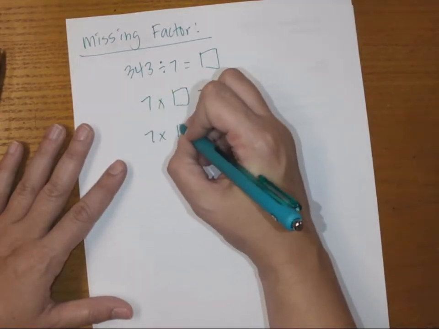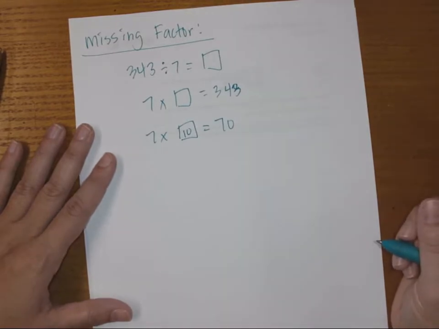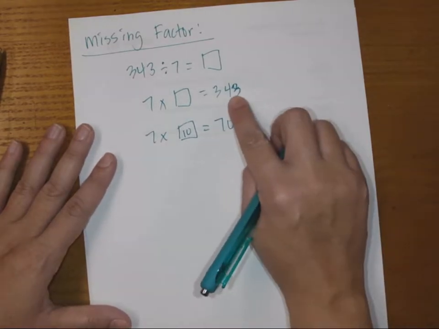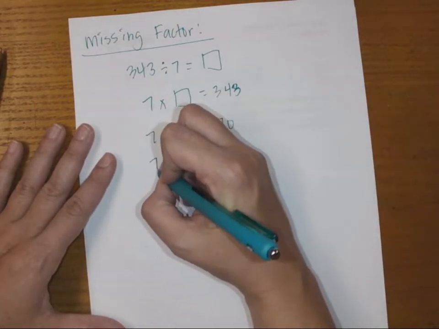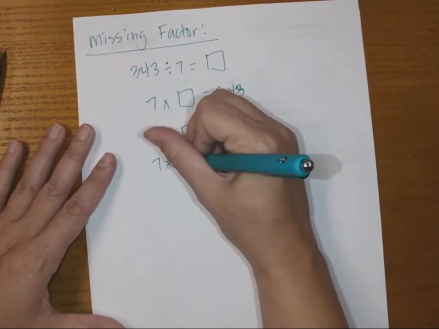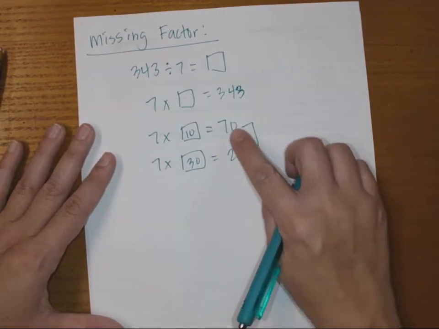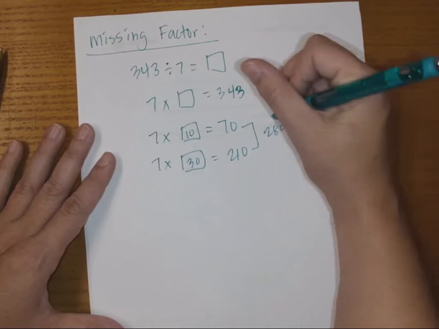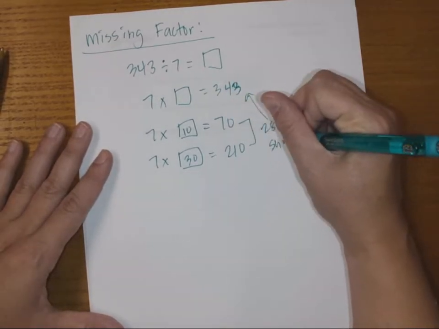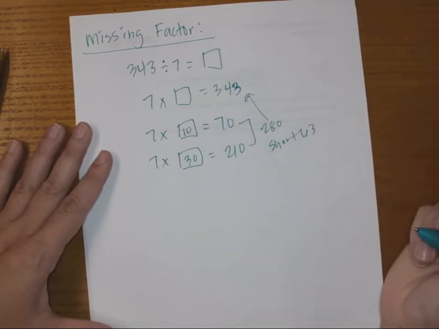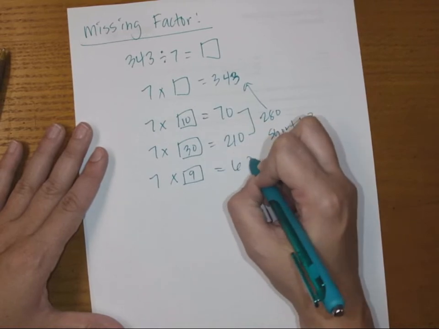I know 7 times 10 is 70, right? 70 isn't quite there to 343 yet, so let's do some more. I know that 7 times, let's say 30, is 210. These two add up to be 70 plus 210 is 280. I'm trying to get to 343. How much am I short? I'm short 63 now. So now let's do 7 times 9 is 63.